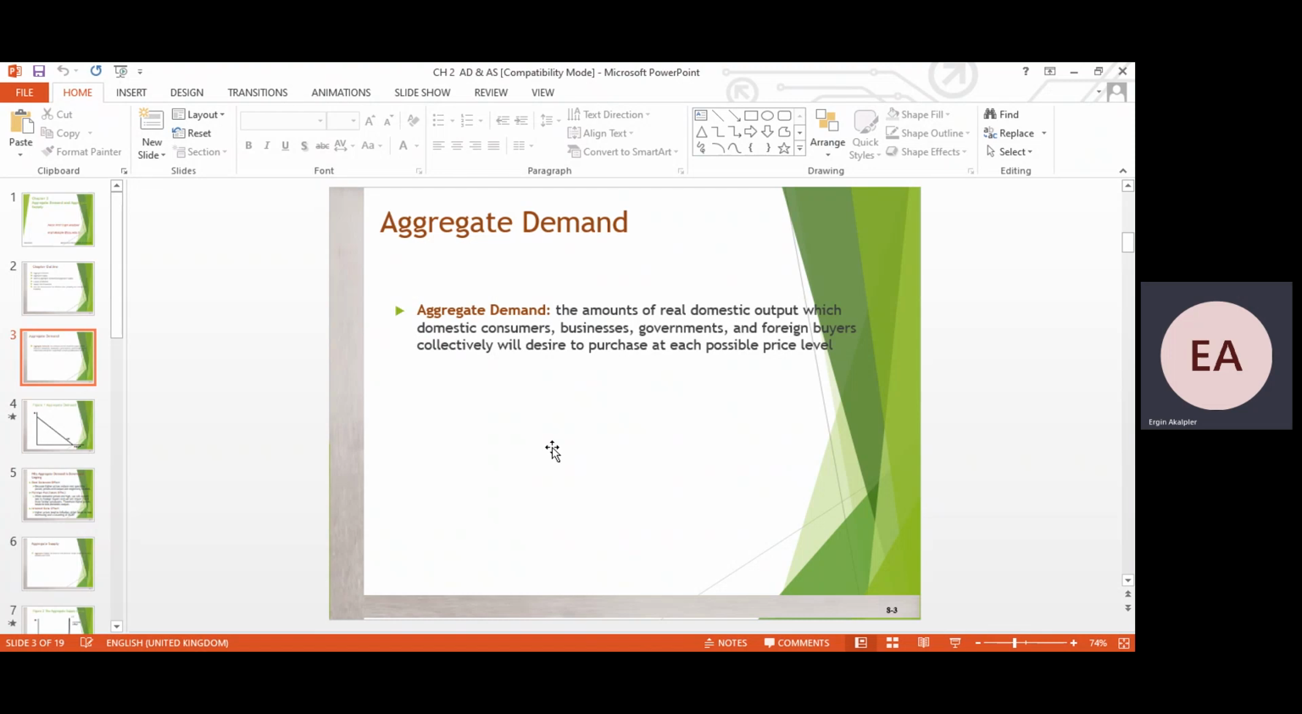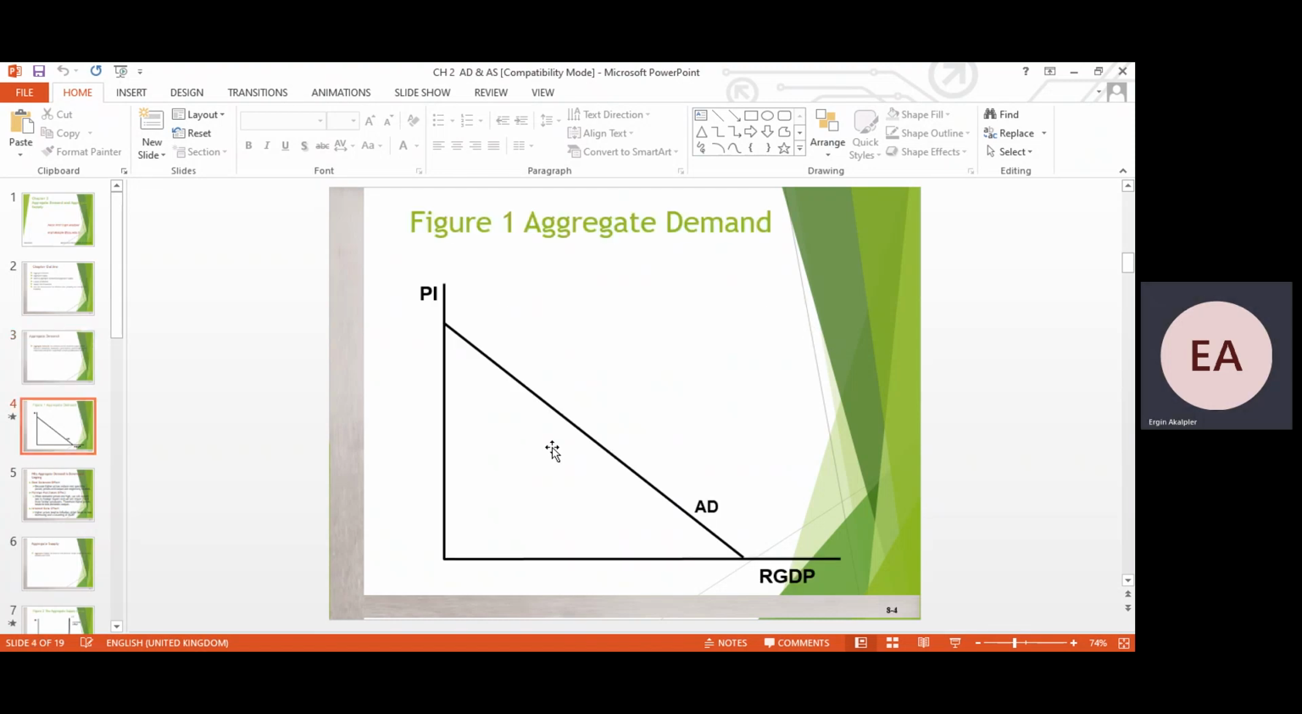As you know, aggregate demand is very important because we are going to concentrate on the demand side of the economy: the amount of real domestic output which domestic consumers, businesses, governments, and foreign buyers collectively will desire to purchase at each possible price level. Consumption and demand are subject to this. The aggregate demand curve is illustrated here, with real GDP on the x-axis and the price level on the y-axis.